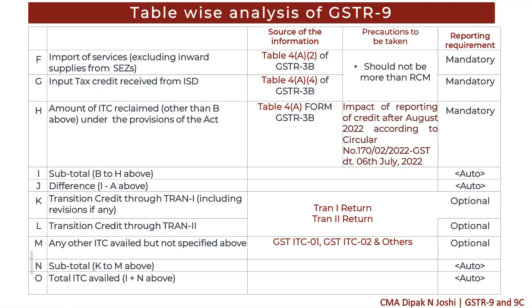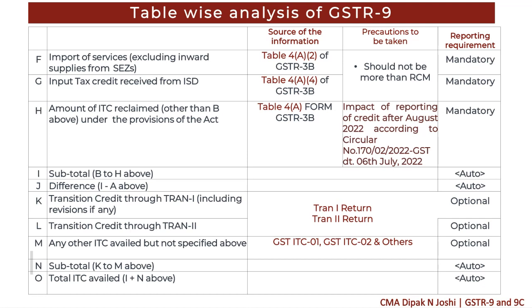Amount of ITC reclaimed under the provision of Act. Now we have already seen proviso to section 16 subsection 2, which states that if payment is not paid within a period of 180 days, in that case you require to reverse that credit, and whenever you will make the payment, you will again reclaim that credit. So all such credit will come under the heading of 6H.